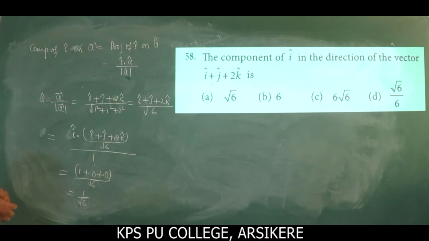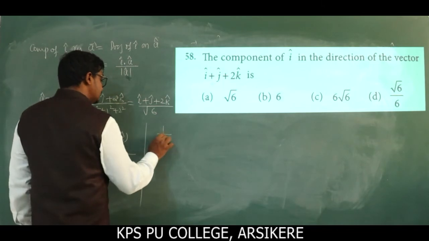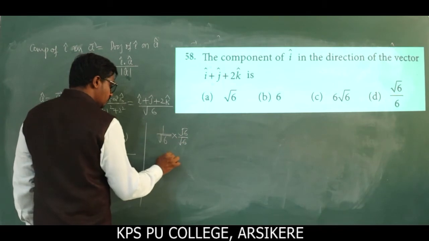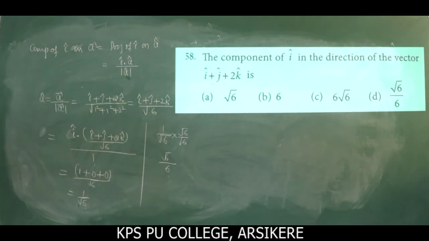1 by root 6. Take a pause and note down. So actually here root 6 is not there in the denominator. So here the answer is 1 by root 6. Multiply and divide by root 6 here. Here we have root 6 divided by root 6 into root 6 is 6. Therefore answer is root 6 divided by 6. Take a pause and note down.